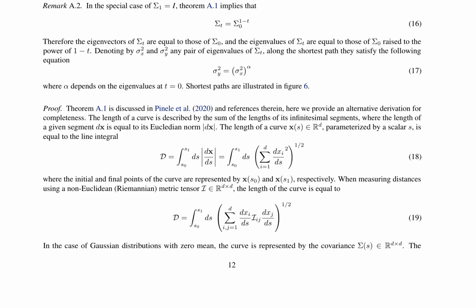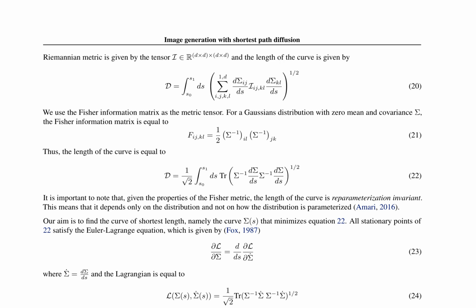Theoretical foundations are explored, including Gaussian distributions, theorems, and eigenvalues, emphasizing the importance of Riemannian metric tensors for measuring distances between distributions. This framework is crucial for understanding SPD and its applications in image generation. The research paper discusses the application of shortest path diffusion for image generation, focusing on the diffusion process and its mathematical formulation. It begins by describing the Riemannian metric and the length of the curve for the diffusion process, utilizing the Fisher information matrix as the metric tensor.